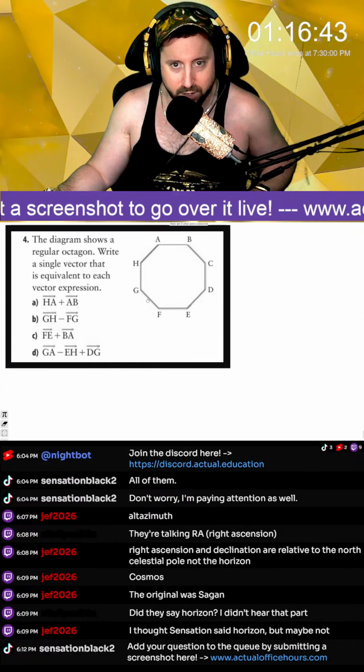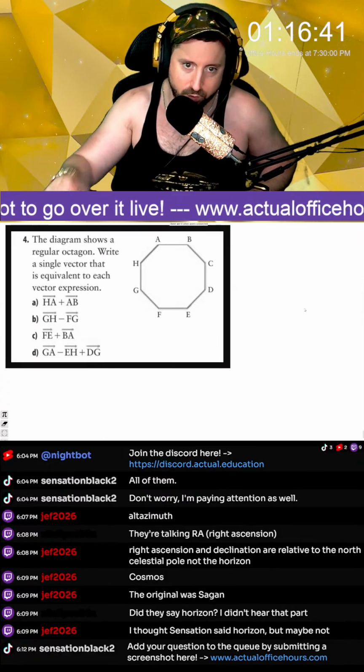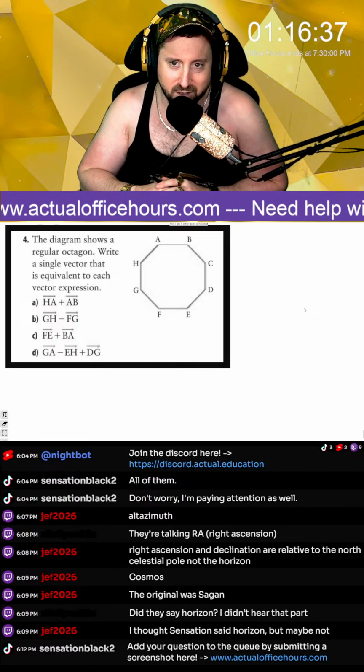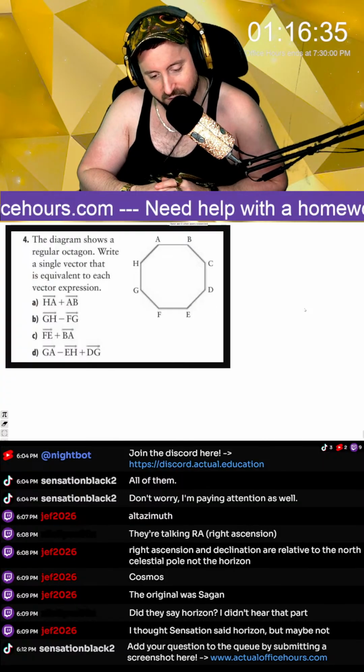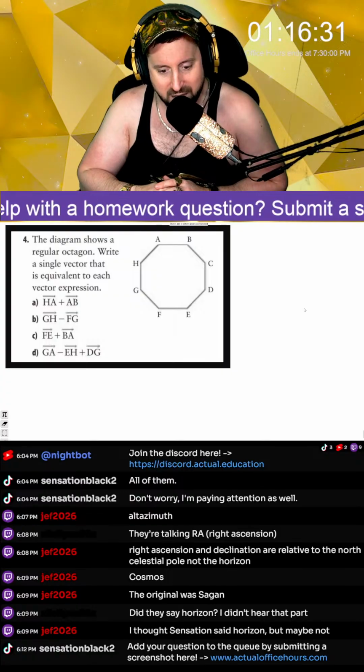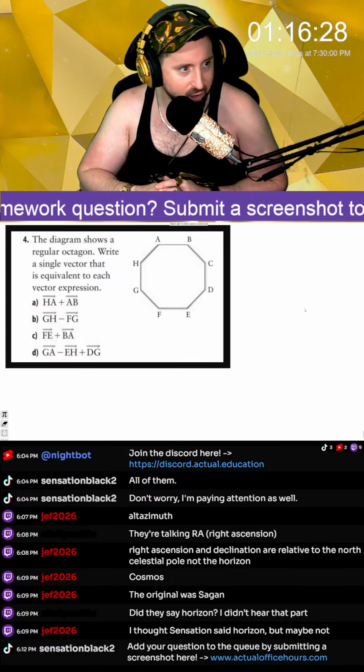The diagram shows a regular octagon. Write a single vector that is equivalent to each of the vector expressions. Oh, interesting. Okay, well, if it's an octagon, I know it breaks things up into 8. Right? Octo, 8.